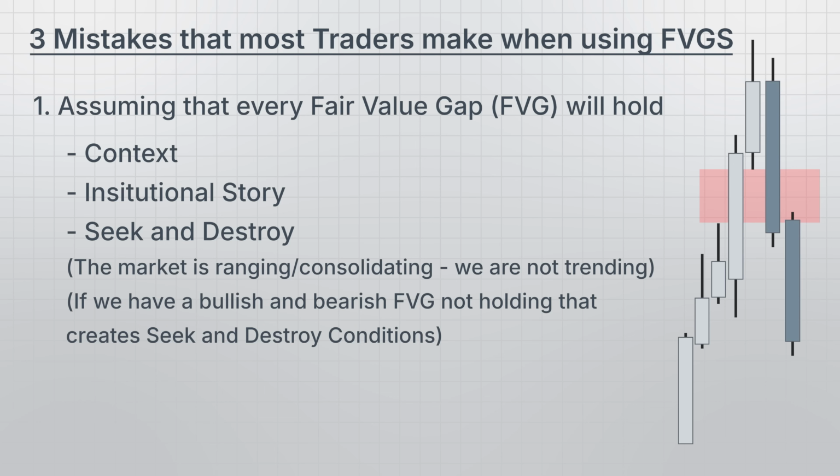Now the last component to understanding if a fair value gap will most likely hold is understanding seek and destroy. Seek and destroy, also known as ranging conditions, consolidations. So we are not trending, we're not moving towards one side, we are staying in the same place. And seek and destroy conditions can be found through fair value gaps as well. General rule of thumb, if a bullish fair value gap does not hold and a bearish fair value gap also does not hold, that is seek and destroy conditions.